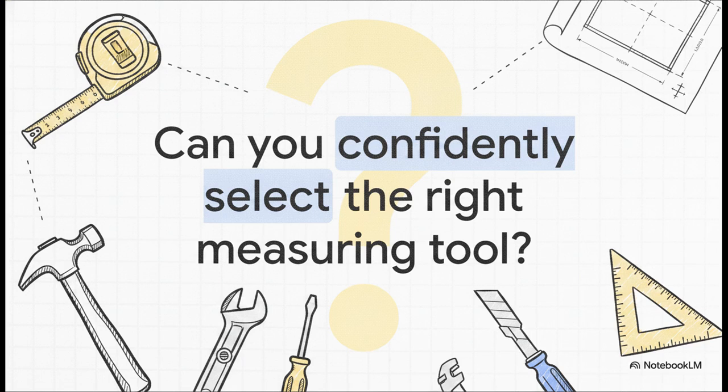So, as we wrap up today's explainer, I really want to leave you with a question pulled directly from your coursework. How are you tracking? Can you confidently look at a plan and mark length, width, and height? Do you know exactly which tool to pull from your belt for your specific trade?